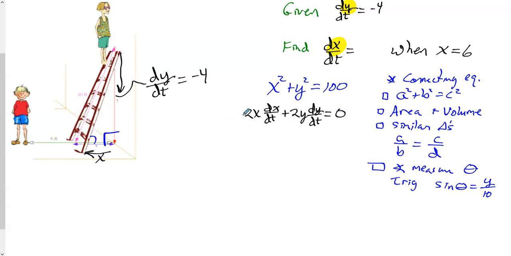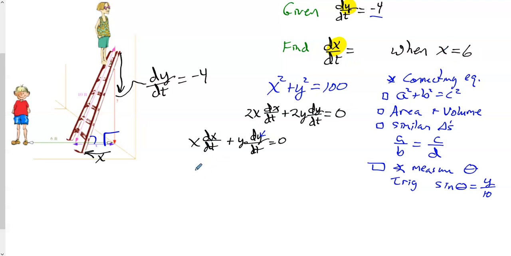In fact, I'm going to divide this whole equation by 2, since the algebra is screaming at me to do it. So if I divide by 2, I get x dx/dt plus y dy/dt equals 0. And I'm ready to go to work here. Given dy/dt is -4, I can plug that in at this point. And then dx/dt is what I'm searching to find. So I should be all set.